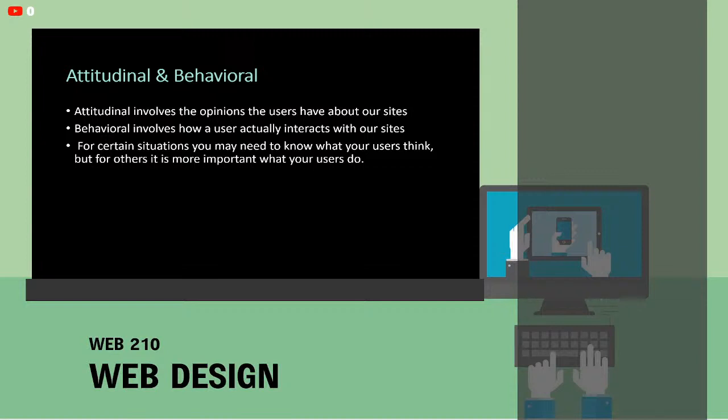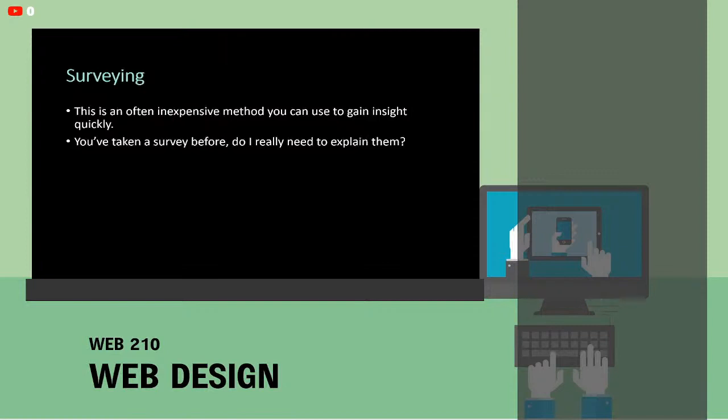So for certain situations, it might be more important to know just what your users think. And for other situations, it might be more important to know exactly what your users do. So let's take all of this and bring it back to surveying. We use surveying a lot, and it's a great place to start here at our level because it's inexpensive, it's cheap, and we can get insight quickly.